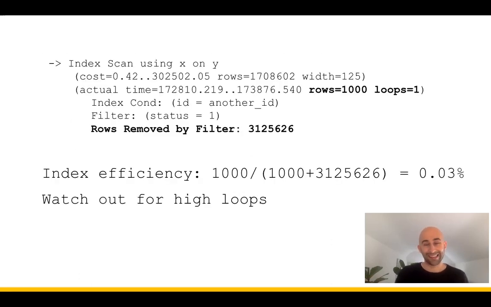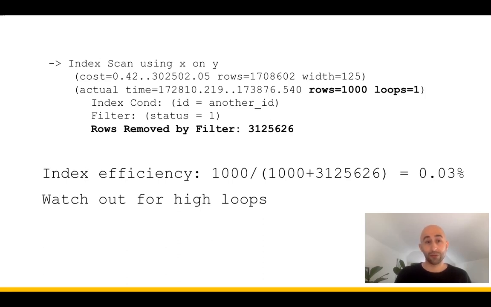Got a much more simple case here though, where we only have one loop. So this index scan is returning 1,000 rows, but to do so, it's having to remove 3 million. Now, if you want a number to associate that with, you could say this index is 0.03% efficient for the query. And if you can work out a way to get those 1,000 rows more efficiently, without having to filter out that many, chances are it'll be a lot faster. So yeah, look out for large filters.